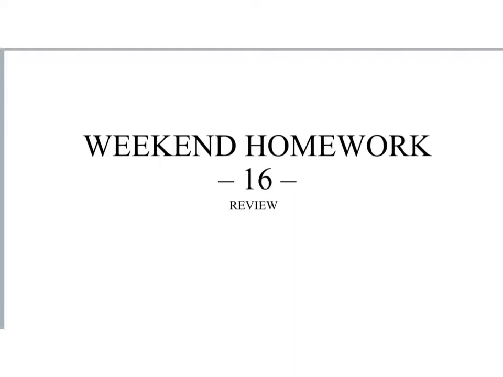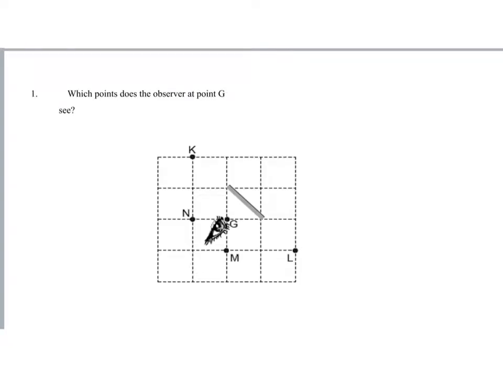In this video, I'm going to solve the weekend homework 16. First question, which points does the observer at point G see? First, we take the symmetry of the observer and then draw two lines to the edge of the mirror. Now, the area between these two lines is my field of vision. So N and M are in this area, so the observer will see N and M.